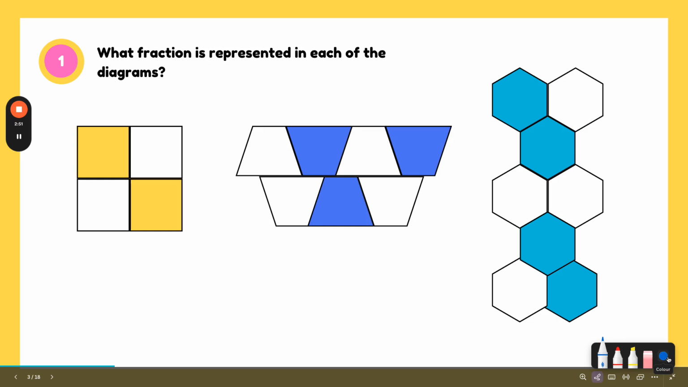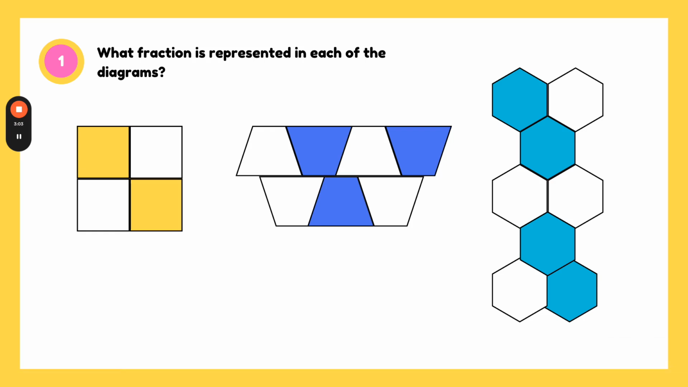So I assume you've paused the video and you've had a go. If we look at the first diagram, if you remember, a fraction has two numbers, a numerator and a denominator. The numerator is the top number, and that tells us how many parts of the whole are shaded. And the bottom number is our denominator, and this tells us how many parts of the whole there are altogether.